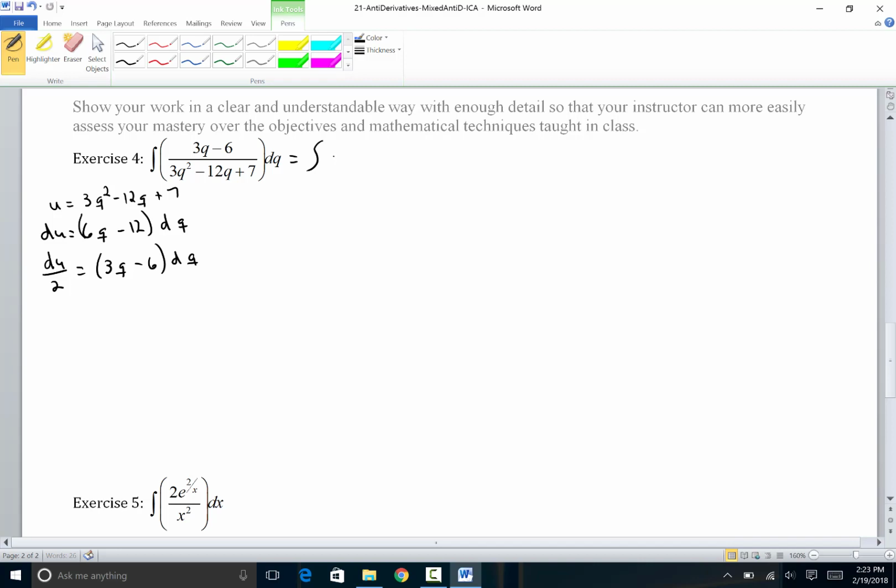Alrighty, so we pick the entire denominator as our u, so u to the negative 1, and then all the other parts are going to be du divided by 2, like that. And this is exponent negative 1, so that's our natural log. And always substitute the original variable back in.